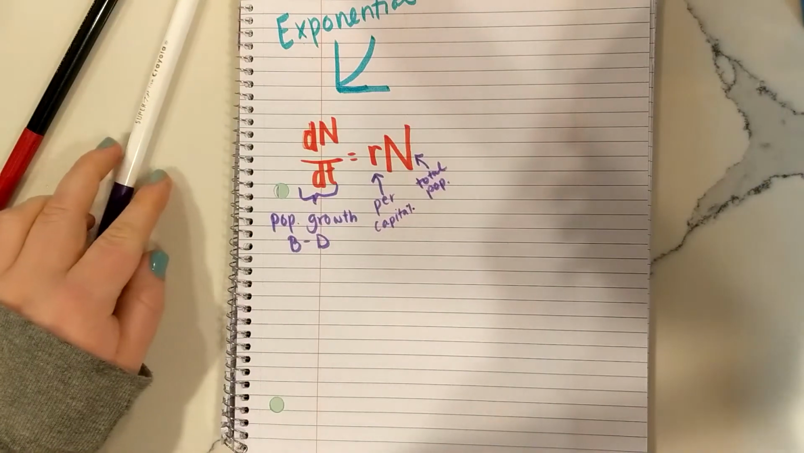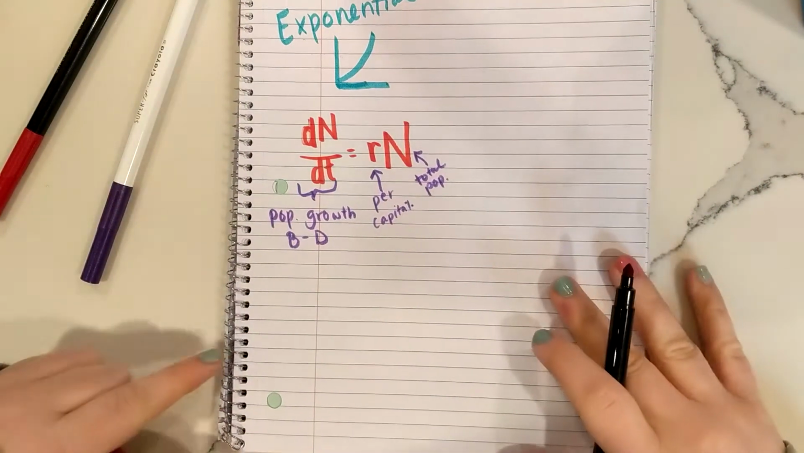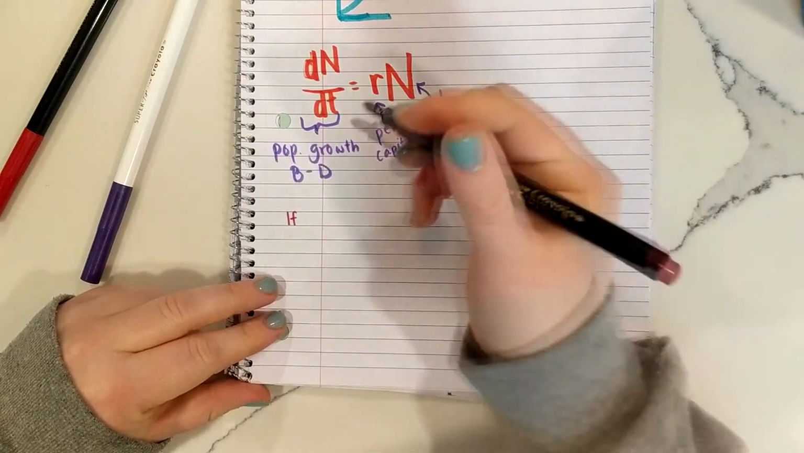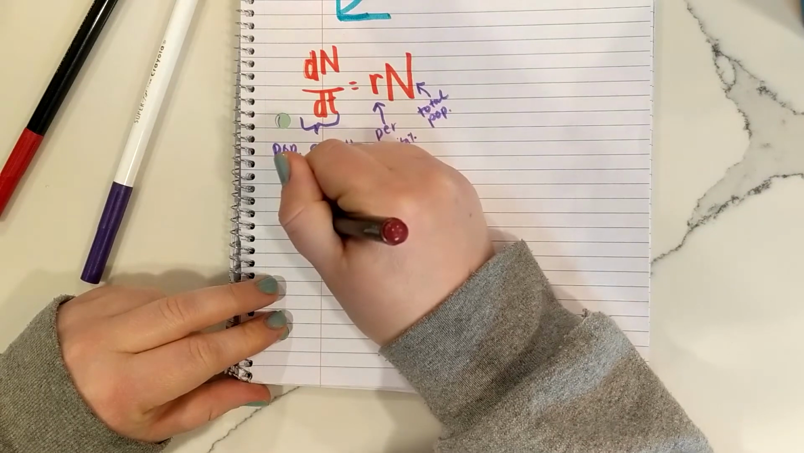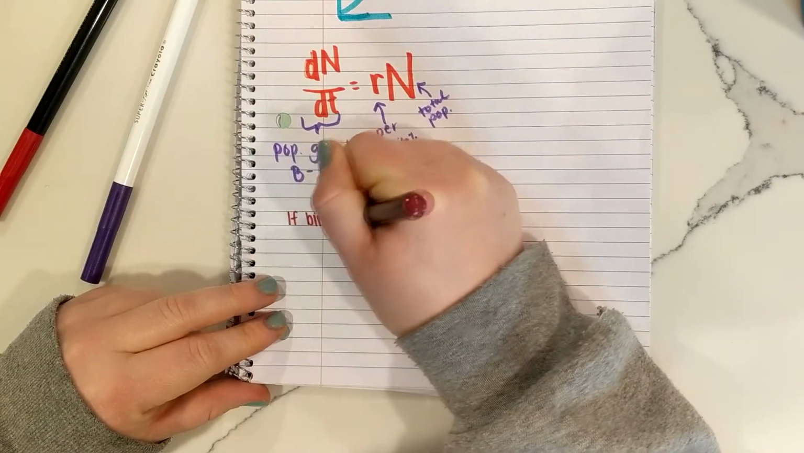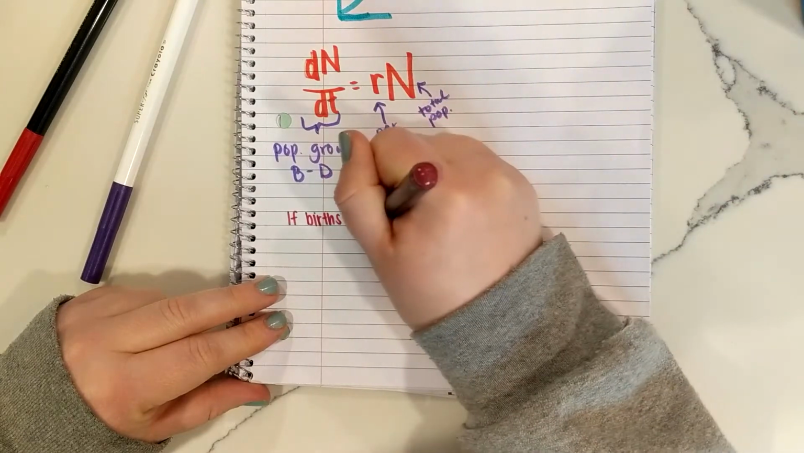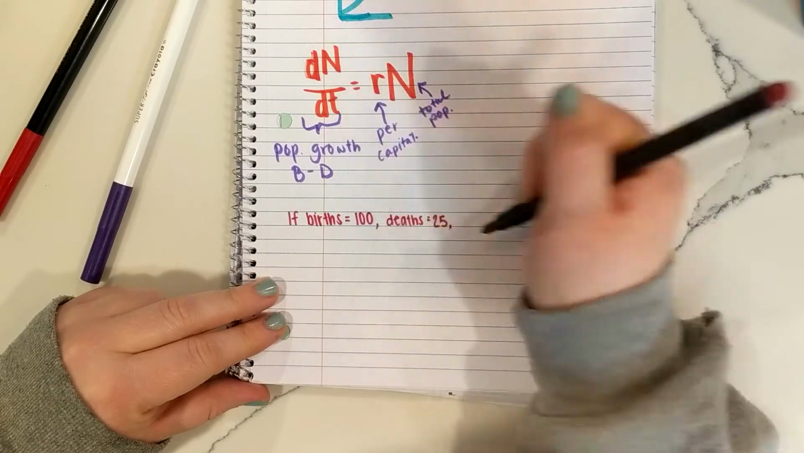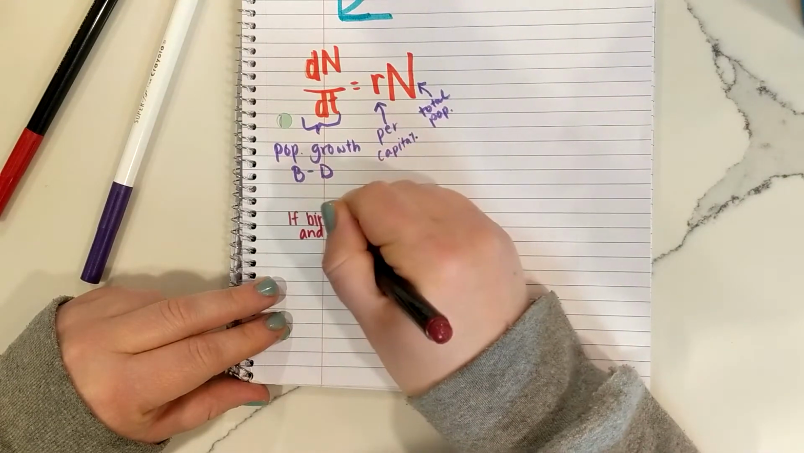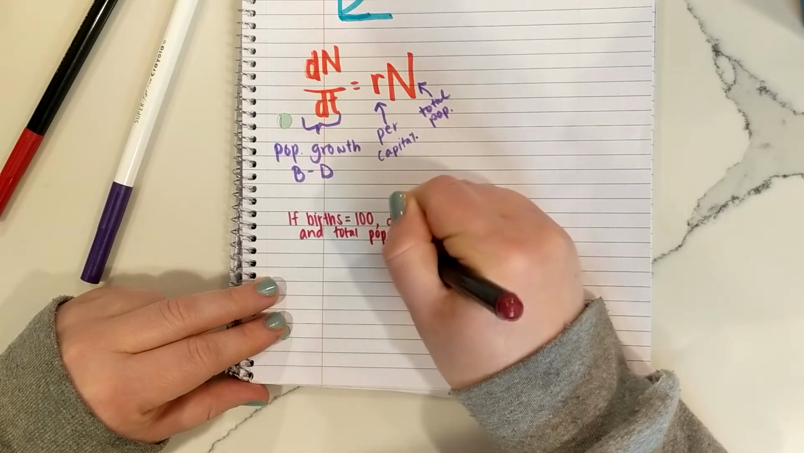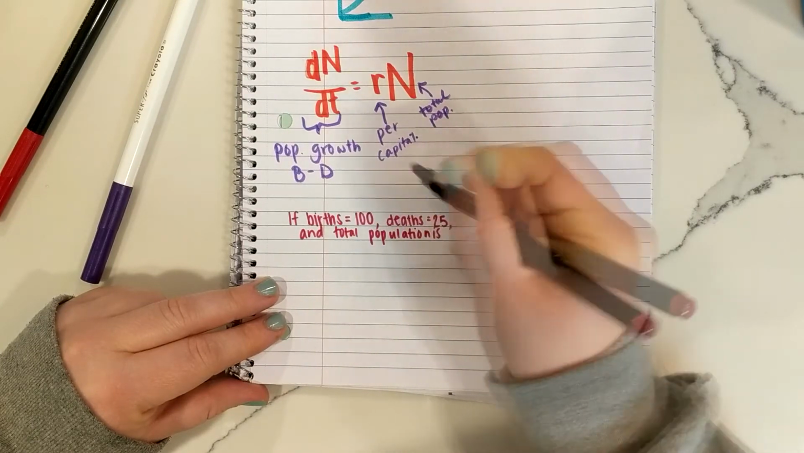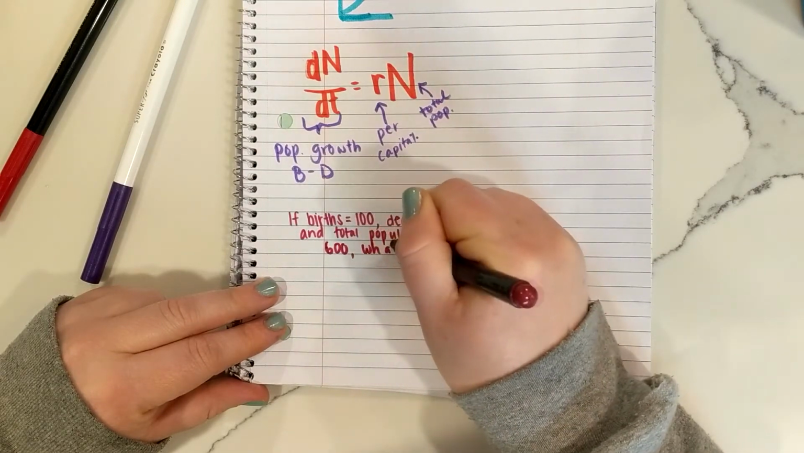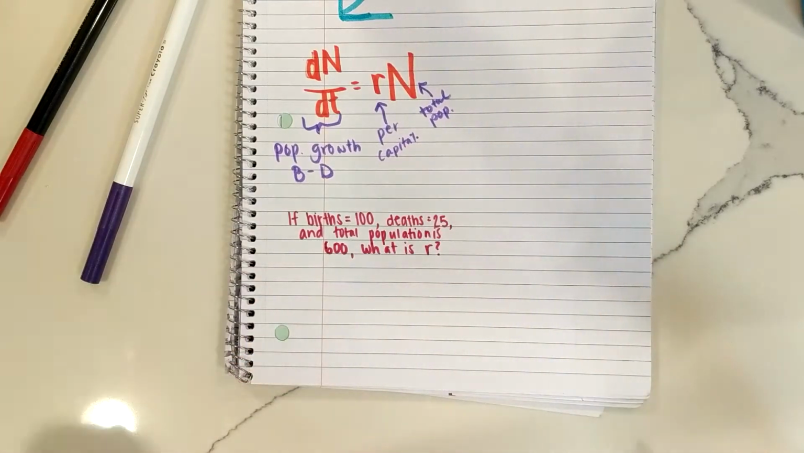Okay, so you might have a problem that looks like this. All right, let's say if births equal 100, deaths equal 25, and the total population is 600. What is the per capita growth rate?